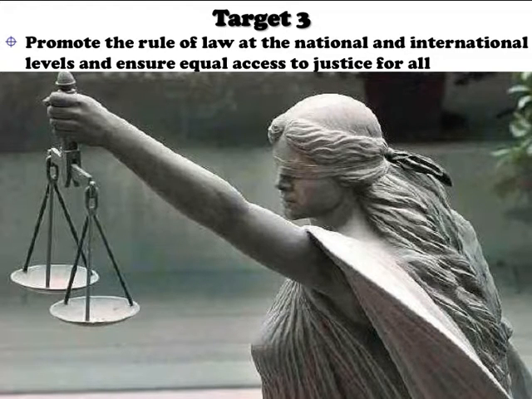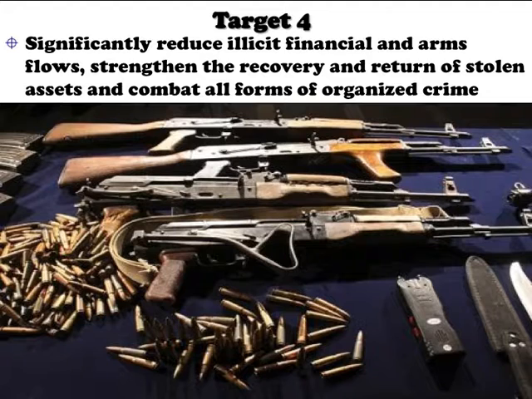Target 4, significantly reduce illicit financial and arms flows. The armaments industry is a huge corrupt industry, which basically makes around $60 billion annually from the death and misery of others, but hopefully we will have the time to cover this issue in more detail.